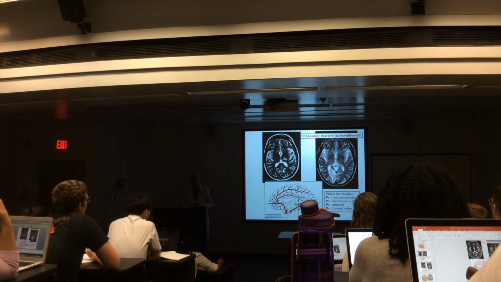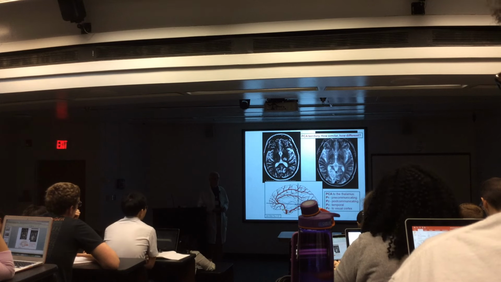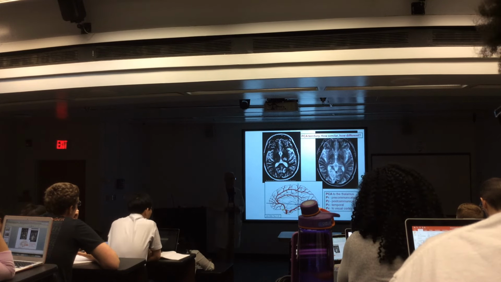What territory is this right here? Where's the lesion? Medial part of the occipital lobe. Got it? Everybody agree? Okay, medial part of the occipital lobe. So for PCA, what part is it? P4. Say again? P4. P4, absolutely correct.